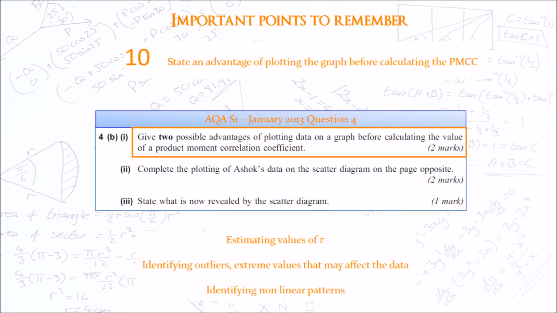Part 10, state an advantage of plotting a graph before calculating the PMCC. Now the advantage of doing so means you can see outliers. You can see this extreme data, you can see if it's been affected by something. Other things, for example, is you could be identifying non-linear patterns. There are times when you will end up with, although it won't happen in S1, some sort of correlation where it's not a line, instead it might be a curve. And other examples, for example, you could estimate the value of r. So when you actually work out your value of r, you can see whether it's correct.